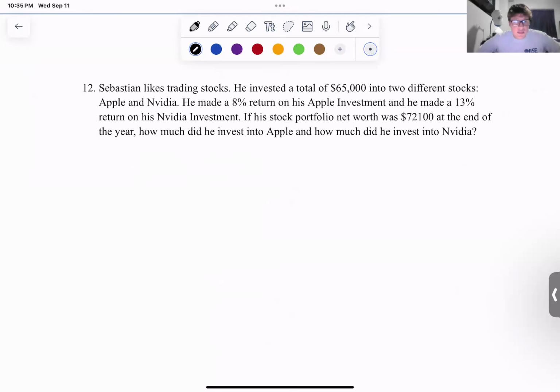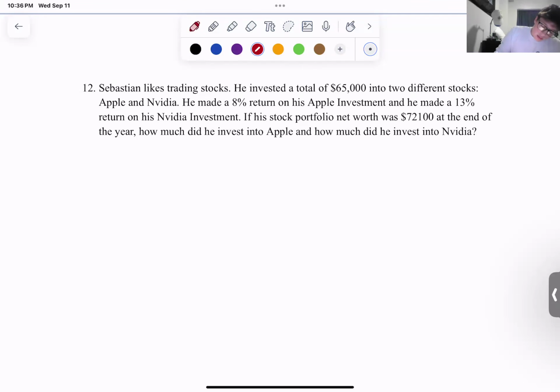But that last problem, Sebastian likes trading stocks. He invested a total of 65,000 into 2 different stocks, Apple and Nvidia. He made a 8% return on his Apple investment and he made a 13% return on his Nvidia investment. If his stock portfolio net worth was $72,100 at the end of the year, how much did he invest into Apple and how much did he invest into Nvidia?